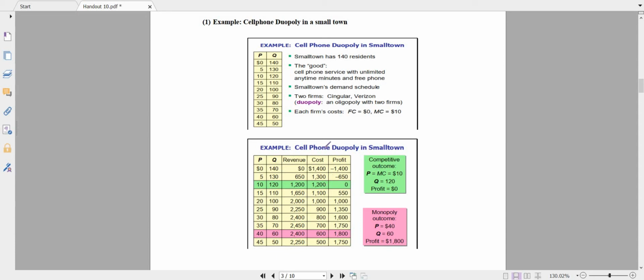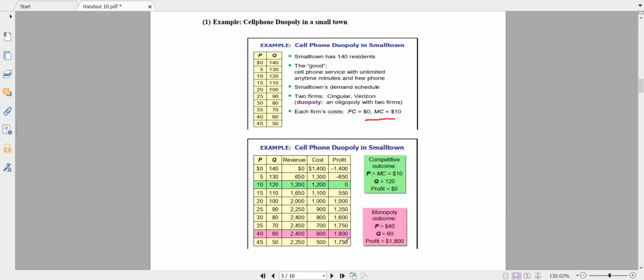So likewise, you can compute this entire cost column using this information here, which says that the fixed cost is 0 and MC is 10. The profit is calculated in the conventional manner where it is equal to the total revenue minus the total cost. So this way you can compute this entire last column.